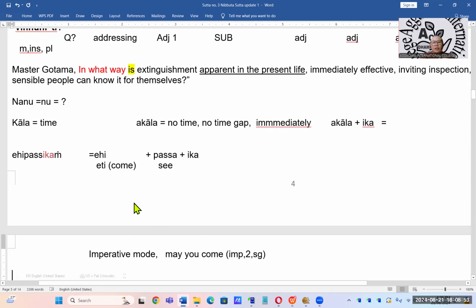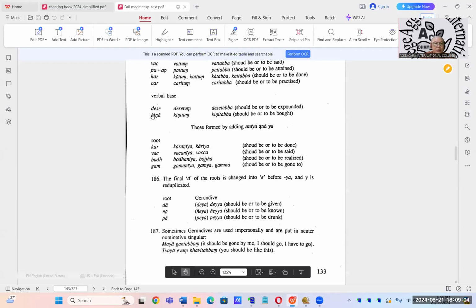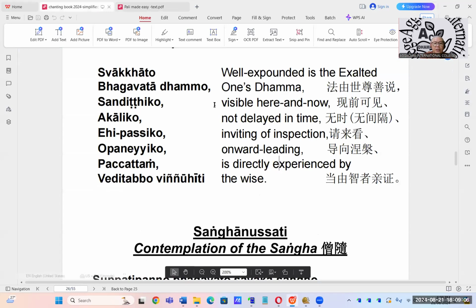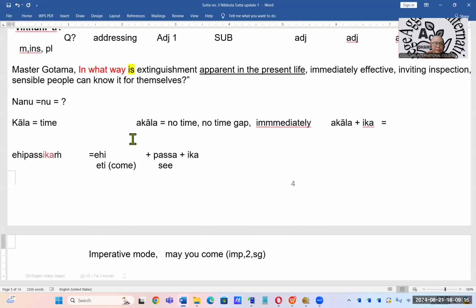One of the qualities of Nibbana and also of the Dhamma is ehipassiko, opanayiko, which you see in the chanting. We always have this ehipassiko, and there are some very famous Buddhist songs with this ehipassiko. So what is the meaning of ehi? Ehi is from the word eti. Eti means come. So ehi is an imperative, second person singular.